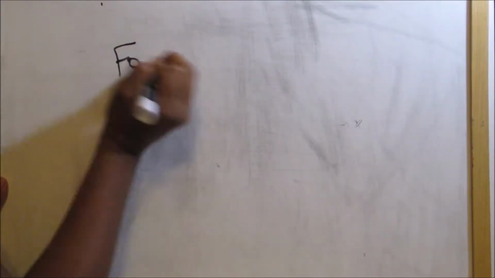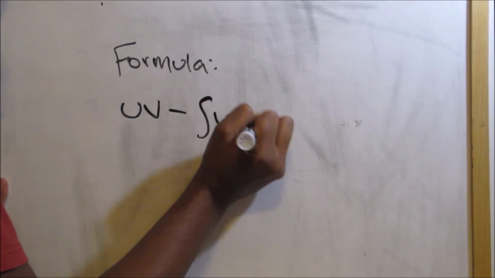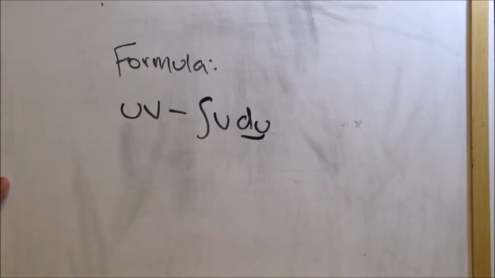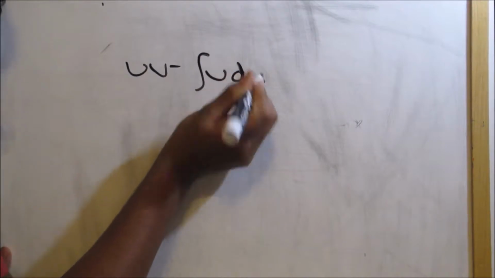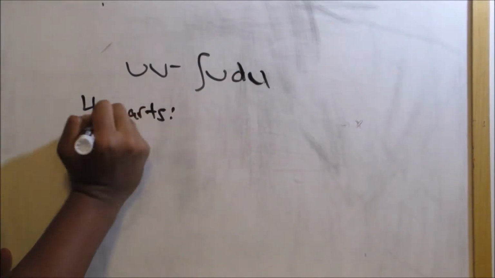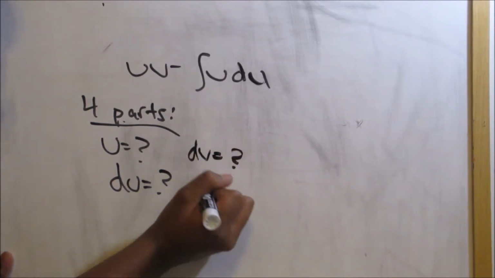The formula used for integration by parts is uv minus the integral of v du. And we'll explain the nature of this formula in a few moments. In order to get the function to look like this, you will have to find four variables: u, du, dv, and v.